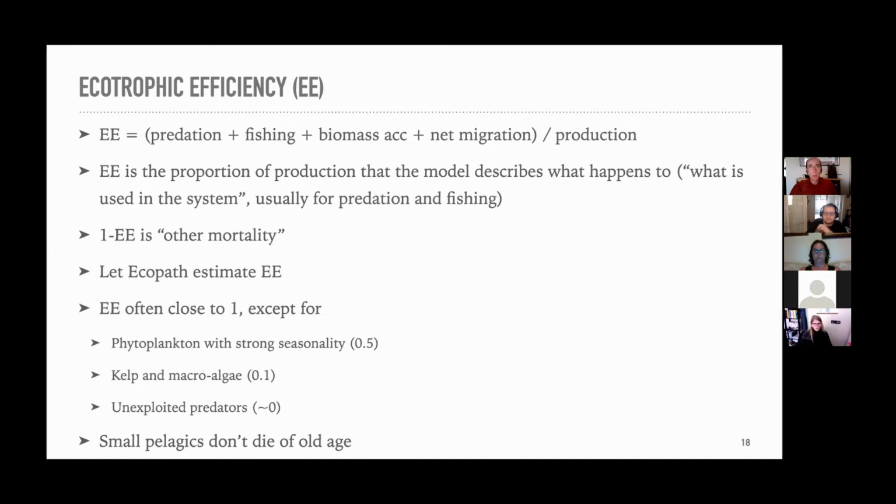Phytoplankton, when you have seasonal blooms in the system, typically in those systems EE is down to around 0.5 for the groups. If it's really clear water like a coral reef, the EE of phytoplankton has to be close to 1, because phytoplankton is being eaten in those systems. That's why the water is clear. There's still high productivity, but really fast turnover. Yeah.